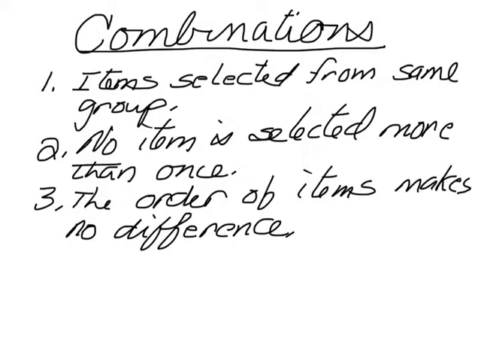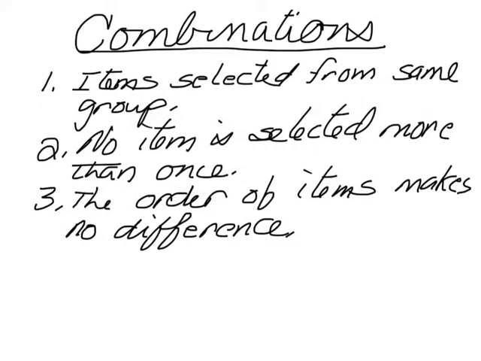It's about combinations and how combinations are different from permutations, specifically in the formula and in what they actually count. The first thing we need to know are the three characteristics of a combination. First of all, the items are all selected from the same group. No item is selected more than once. That means no repetition. And the order of the items makes no difference. And this is probably the key fact right here, that the order of items makes no difference.